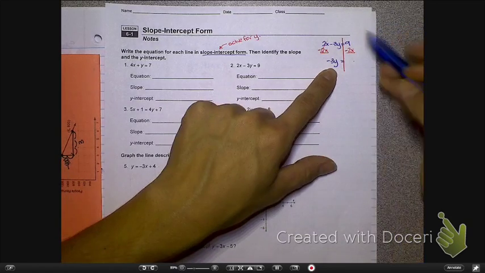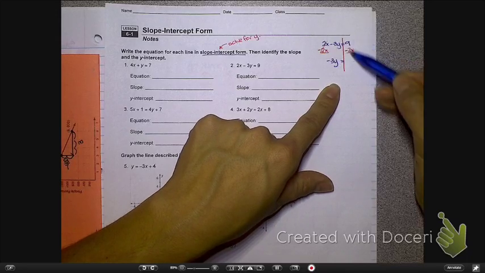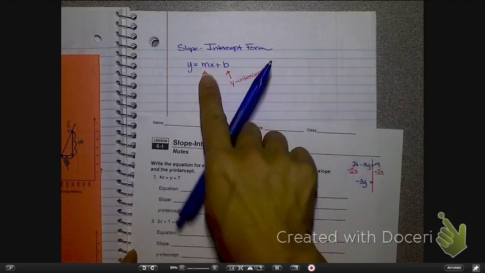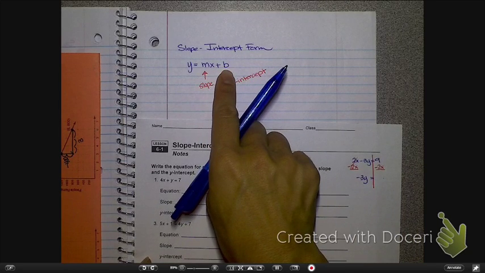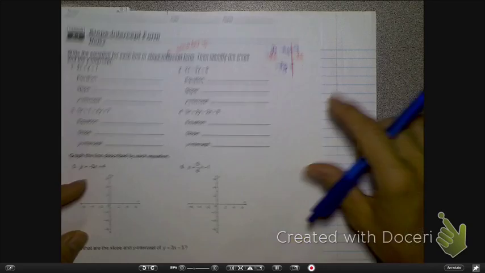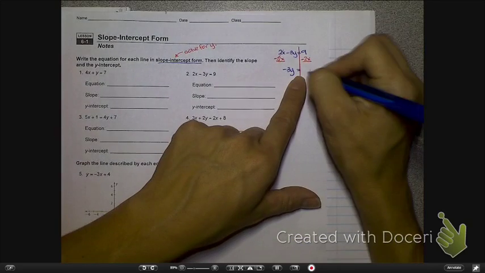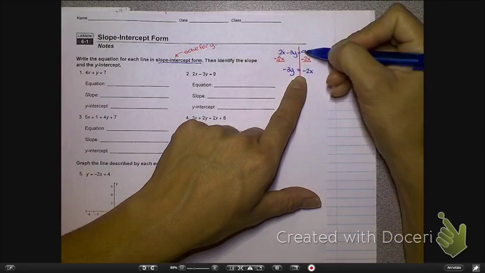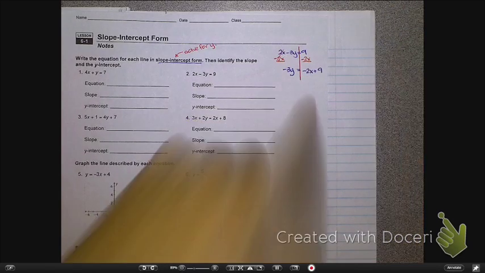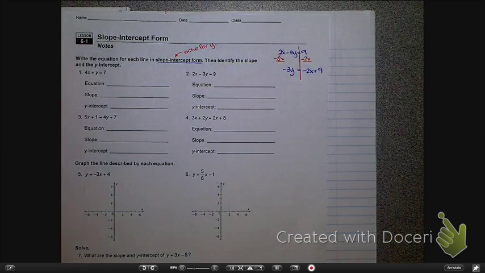Okay, equals. Now which one of these am I going to write down first if I want it to be in slope-intercept form? Well, look at the way slope-intercept form looks. Which one comes first, the x term or the constant? The x. So when I rewrite this, I'm going to write negative 2x. And what kind of 9 was that? Positive 9. So plus 9. Okay? Does that make sense how we got that right there?